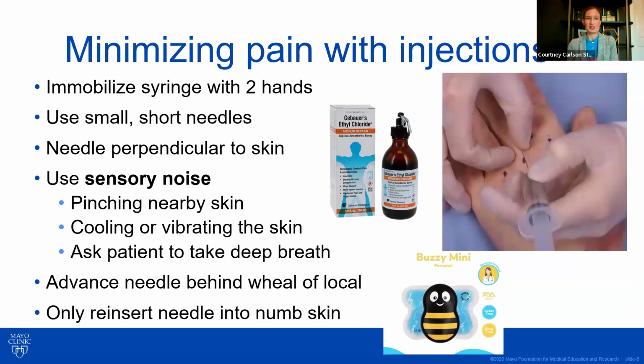Some ways that you can consider minimizing pain with any sort of injection you're going to be doing on the patient are as follows. One thing you can do is immobilize the syringe with 2 hands after you puncture the skin to minimize the amount that the needle moves within the skin and minimize the pain. You always want to try to use the smallest and shortest needle during your injections.